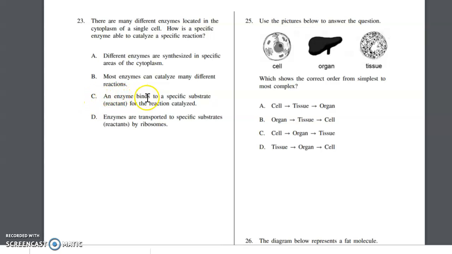C, an enzyme binds to a specific substrate or reactant for the reaction to be catalyzed. C is our correct answer. And we'll continue on part 3.